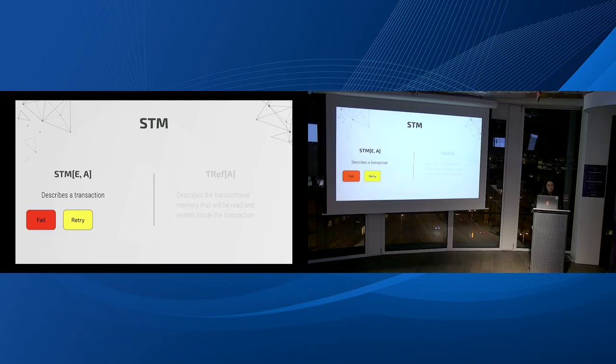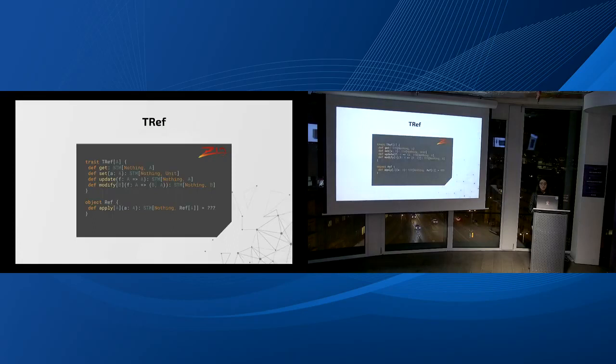And the transaction could succeed, and then at the end, when you commit a transaction, you turn it into an IO, into a functional effect. So the transactional memory, you can describe it in a TRef, and this can be read and written inside the transaction. TRef will return an STM when you want to update your TRef: you get the last state in STM, and you can get, set and modify your TRef. It's the same operations as Ref, as we saw before.